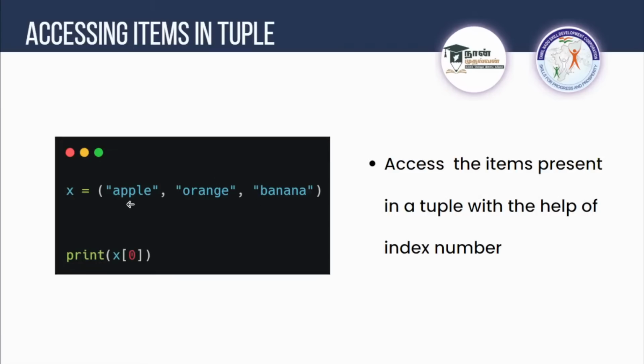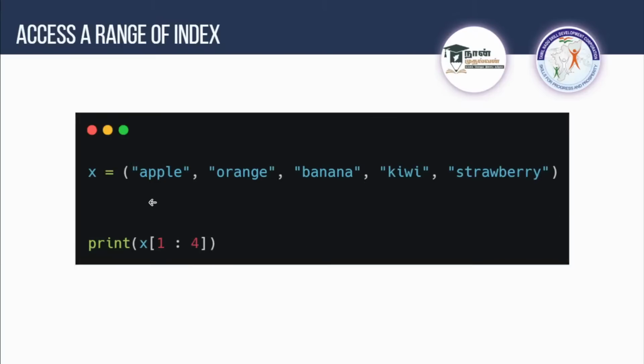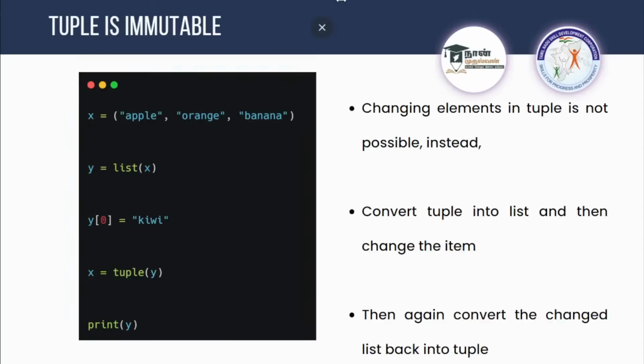And you can access it similar to a list or a string. With the 0th index it is going to give you apple, with the first index it will be orange, and so on. You can also take it from a range, from this range to that range you can take that. It is simple and similar. So the tuple is immutable. Okay, I'll show you.